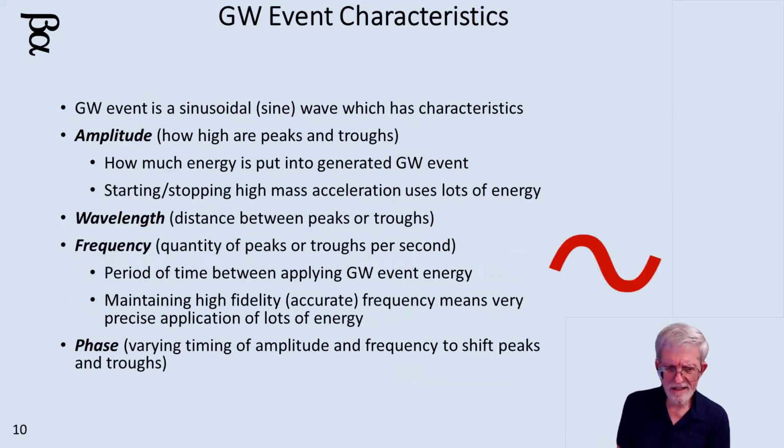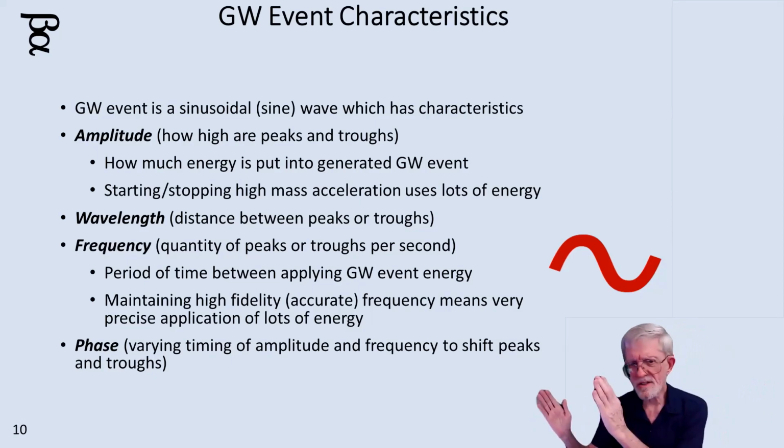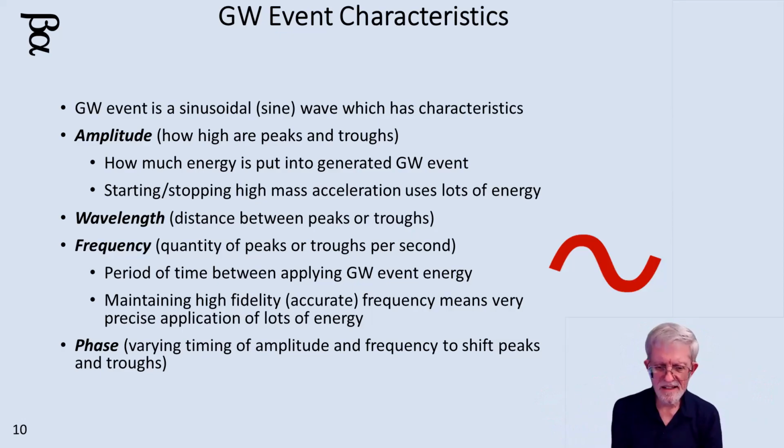How do we want to modulate this thing? Well, it's just kind of a sine wave. Gravity waves, like electromagnetic spectrum waves, are just waveforms. The taller the peaks and valleys, that's the amplitude. The wavelength is the distance between the peaks and the valleys, or troughs. The frequency is the quantity of peaks or valleys per second. And then where the next peak starts or ends, that's the phase. So we can adjust all these things to modulate data onto the gravity wave.